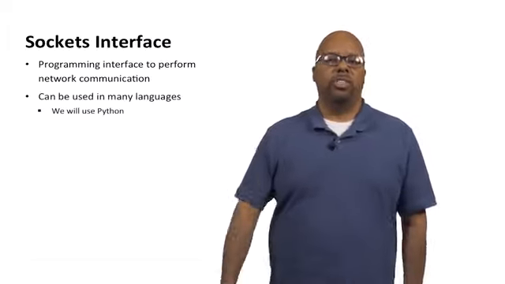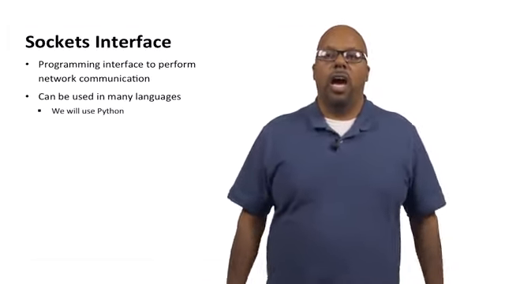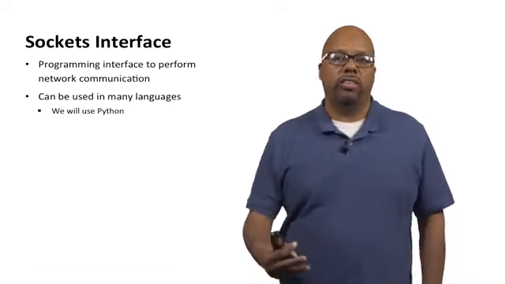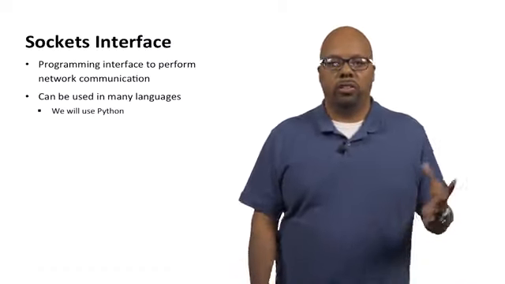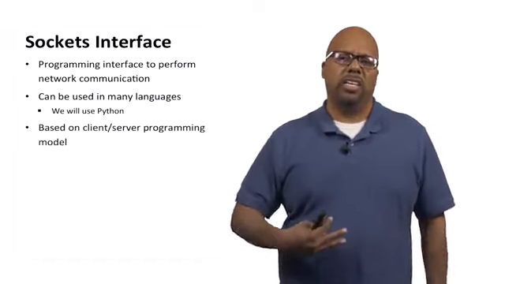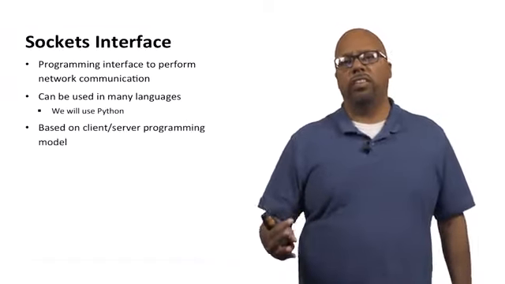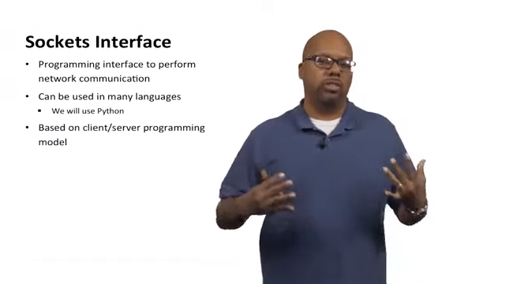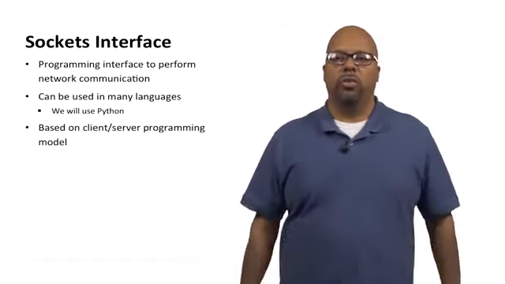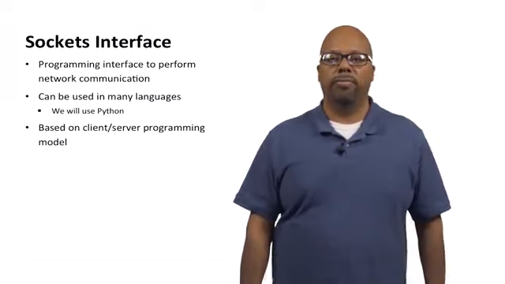Can be used in many languages. C is probably the first place that you use them, C, C++. We're going to use Python. You can create sockets in Python, and that's what we're using because that's how we're programming on the Raspberry Pi. It's based on a client-server programming model, so it assumes client-server interface. It can be used without client-server, but it assumes client-server. So that's what we're assuming in general, and that's mostly what we're going to be dealing with.